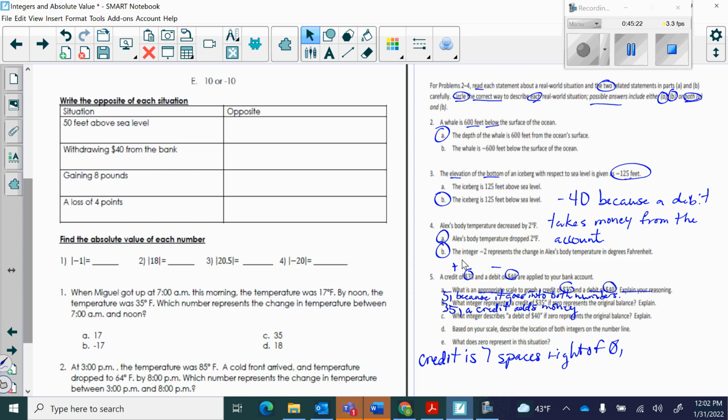Debit is how far left? 8, because it's 40. That's okay. It almost came out as 8 when you said 7. Good job, JJ. And that one is going to be to the left of 0. So because of our scale, we're talking about our scale of using 5 for every interval. To get to 35, it's going to be 7 to the right of 0. To get to negative 40, it's going to be 8 to the left of 0. Does that make sense to everybody? Anybody not see it?